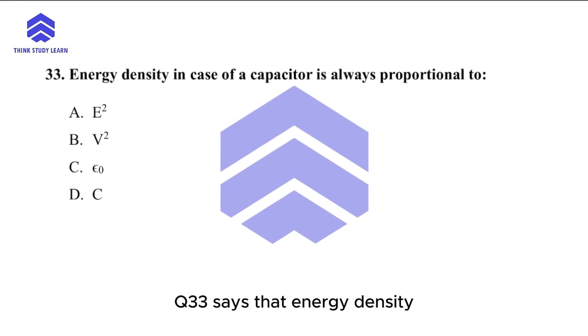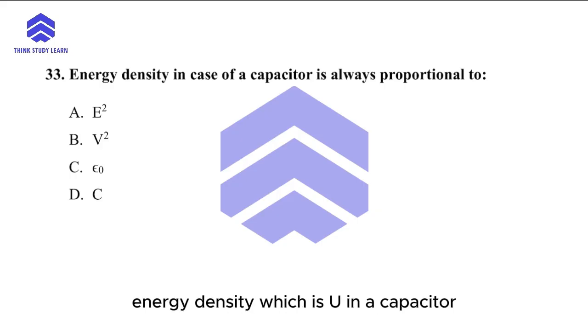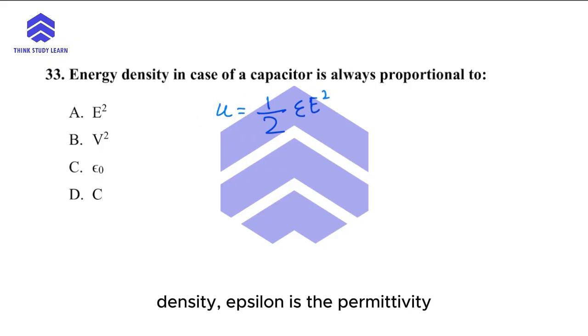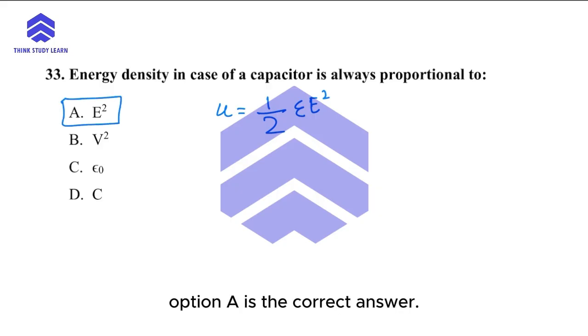Question 33 says that energy density in case of a capacitor is always proportional to. The energy density, which is U, in a capacitor is given by the formula U is equal to 1 over 2 epsilon into electric field square. Here, U is the energy density, epsilon is the permittivity of dielectric material, and E is the electric field. From this formula, we can see that the energy density is proportional to the square of the electric field, which is E square. Hence, option A is the correct answer.